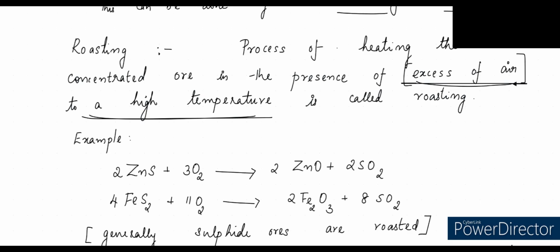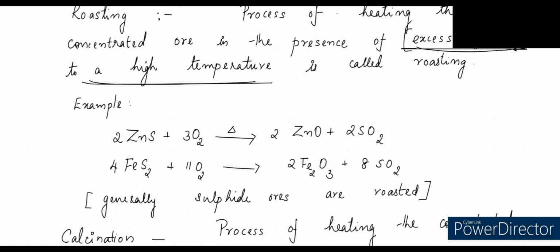I've given two examples here. One is zinc sulfide or zinc blende, which is strongly heated in presence of oxygen to form ZnO and SO2. Sulfur dioxide is a gas which can be removed easily. The second equation is with FeS2, iron pyrites, and plenty of oxygen. It gives you Fe2O3 and 8SO2, sulfur dioxide again. So here I've written, generally sulfide ores are roasted.